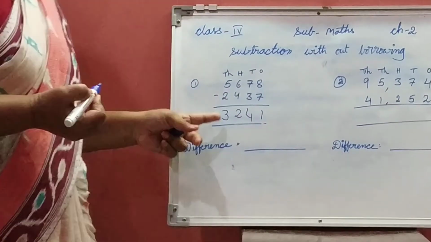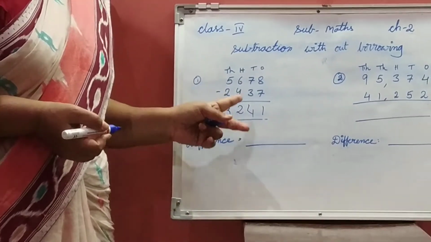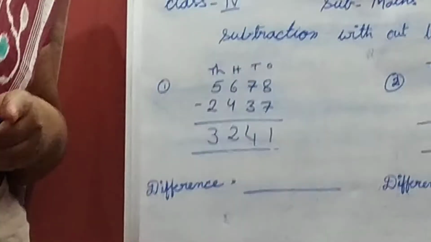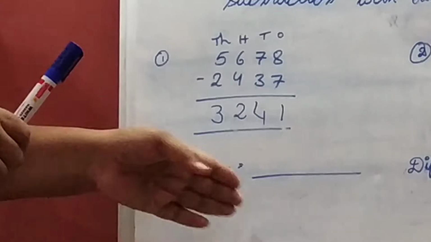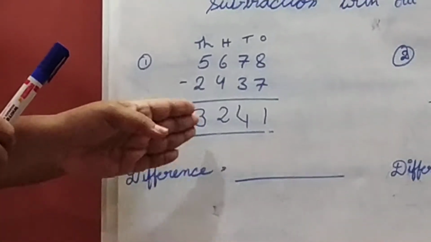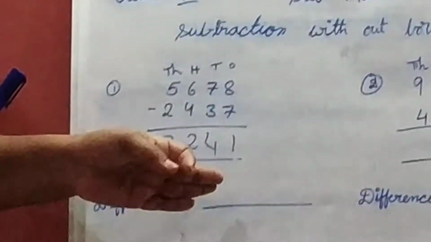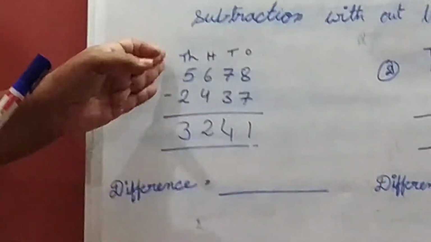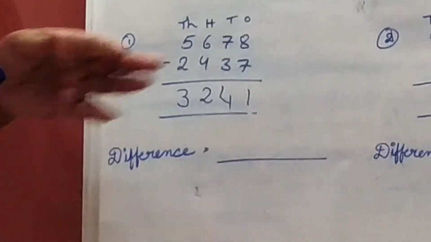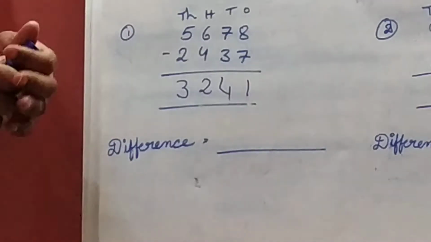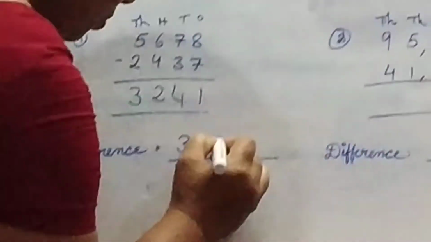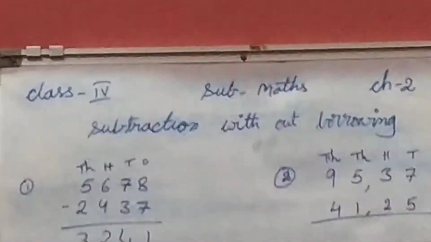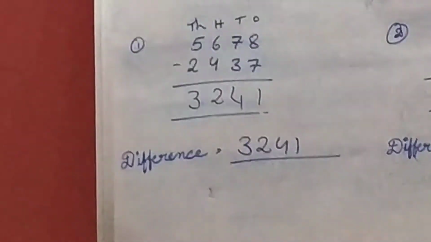So the answer here, what we got is 3241. And in subtraction, the answer we get is called the difference. Means the answer which we get in a subtraction is called the difference. And here for the first one, what is the difference we got? See, 3241 is the difference, and that is your answer, 3241. It is the difference from the first one.